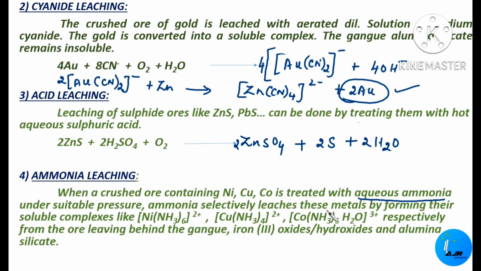Okay, well, fine, students, you might have understood the preliminary step of metallurgy, that is the concentration of ores and its types. We'll meet you with the next part of metallurgy, that is the extraction of crude metal and its types, in a short period.